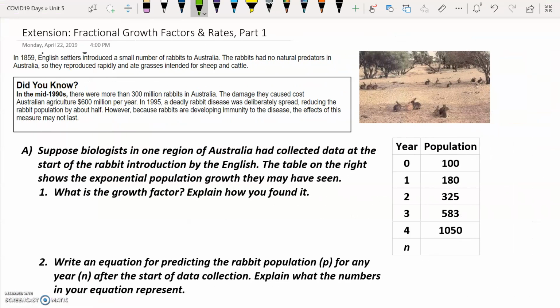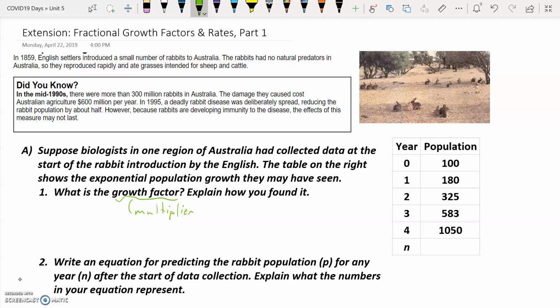Okay, so for this problem, if you're needing some help with it, I'm going to go over part A in this video. So the first question it's asking about this population growth data is, what is the growth factor? Remember, the growth factor is the repeated multiplier in an exponential function. Instead of having a repeated number that's added or subtracted every time x goes up by 1, which would be linear change, in exponential change you're looking for the repeated multiplier.